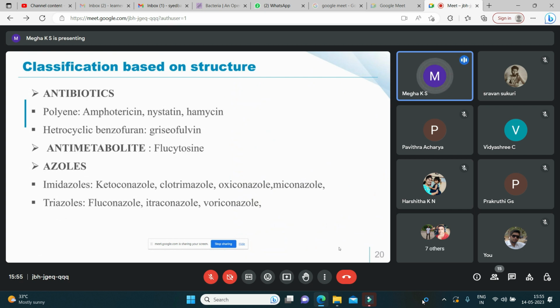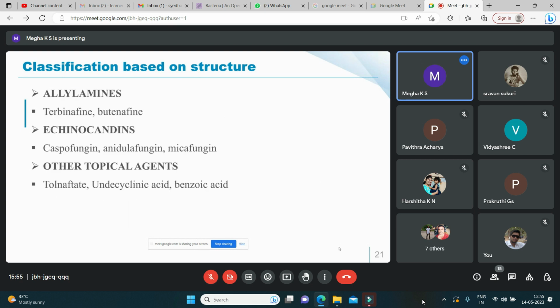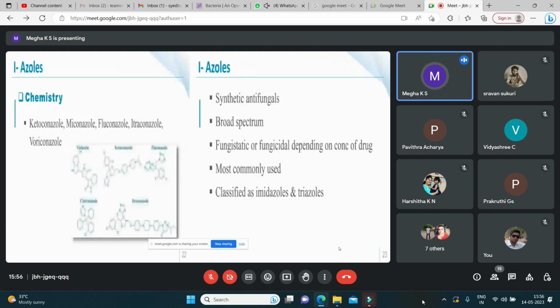Antimetabolites: flucytosine. Azoles include imidazoles, that is ketoconazole and clotrimazole, etc. Triazoles consist of fluconazole and itraconazole. Allylamines: terbinafine and butenafine, and echinocandins: caspofungin, etc., and other topical agents, tolnaftate and benzoic acid, etc.